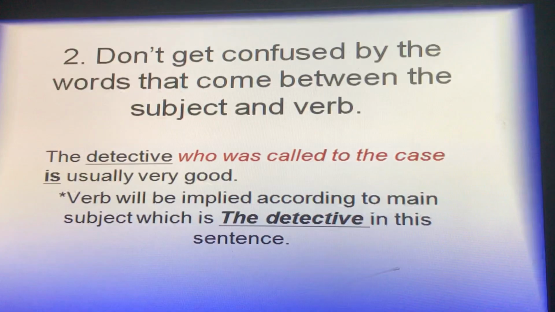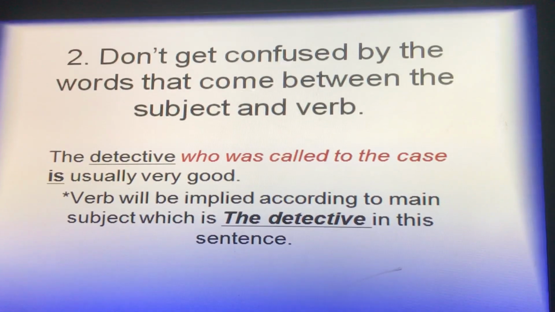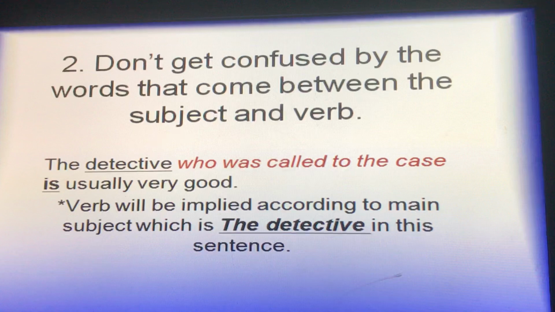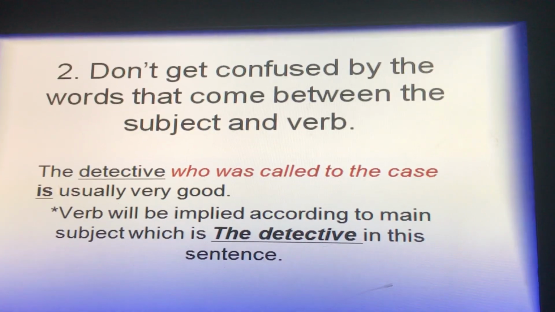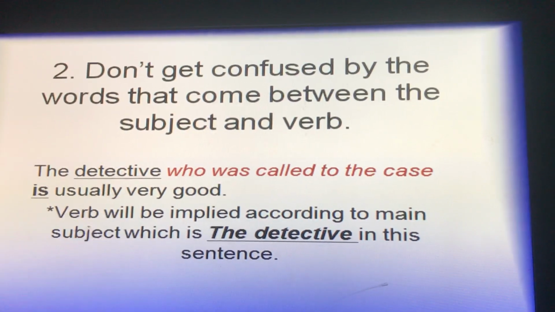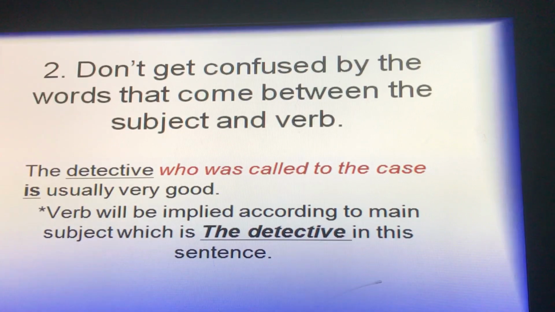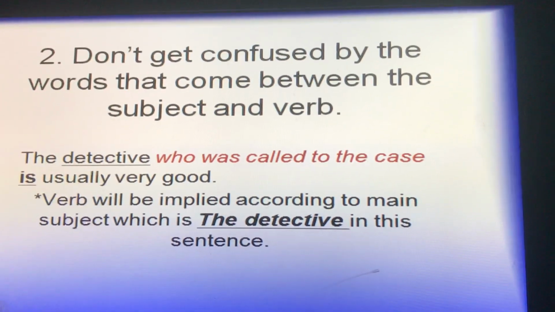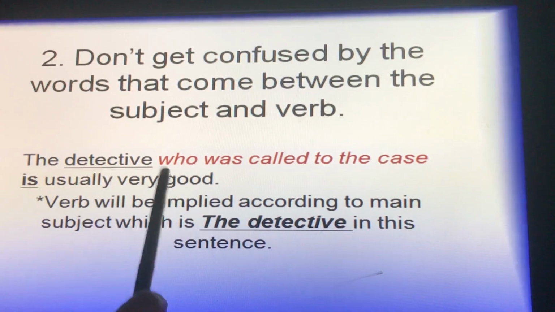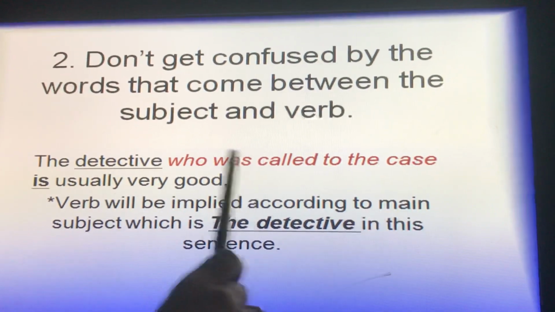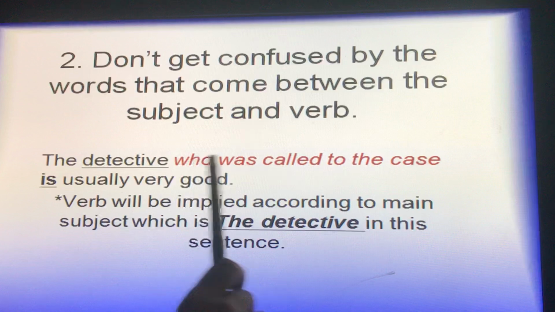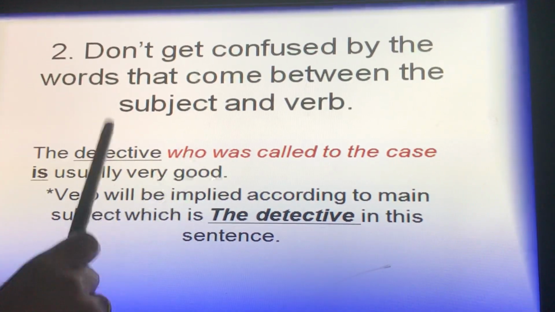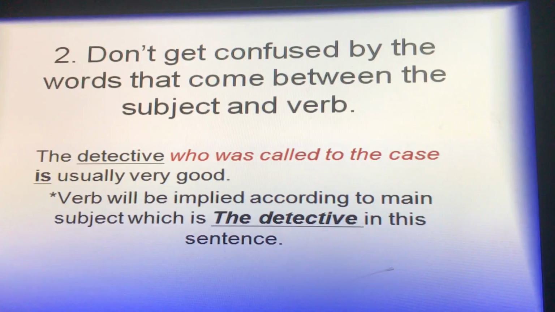Let's move to the second rule, that is, don't get confused by the words that come between the subject and verb. The detective is the main subject, and the verb is going to be used according to the subject. Don't get confused with "who was called to the case", that is an adjective clause. So use your verb according to the subject.